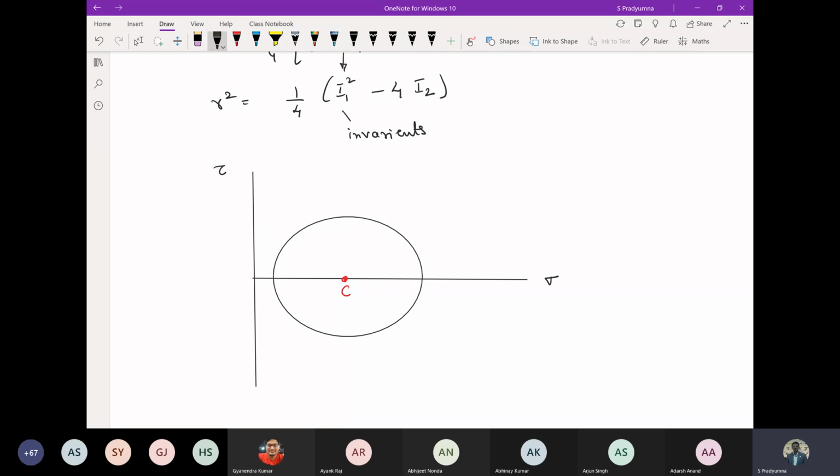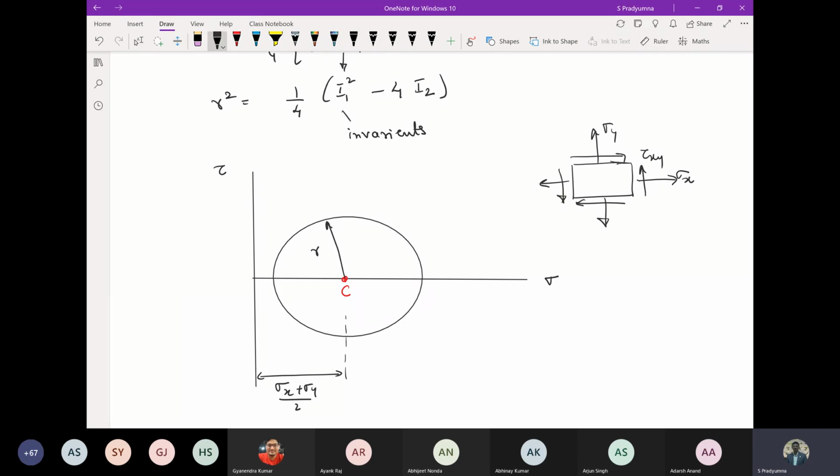The coordinate of center C, from here to here, will be equal to sigma x plus sigma y by 2, and this has a radius r. Radius r can be written using the expression we have mentioned. Now we want to find out, for example, this is the type of element we are looking at. This is sigma x, this is sigma y, and we have tau xy on this.